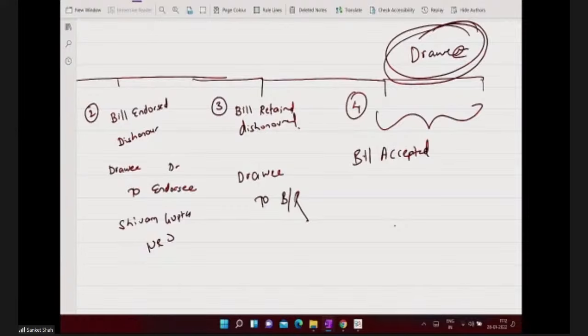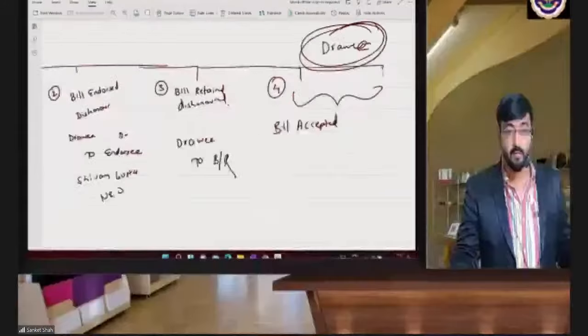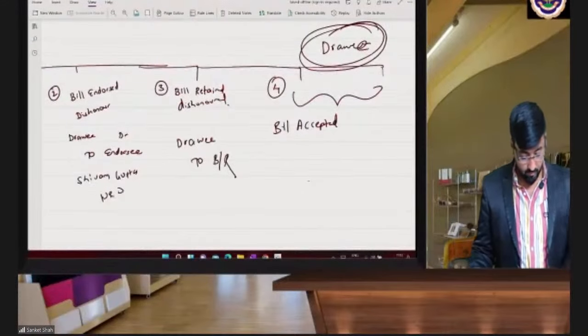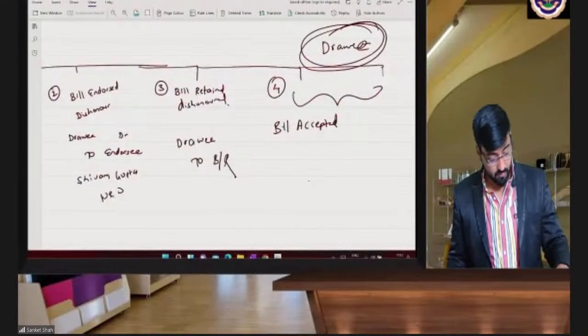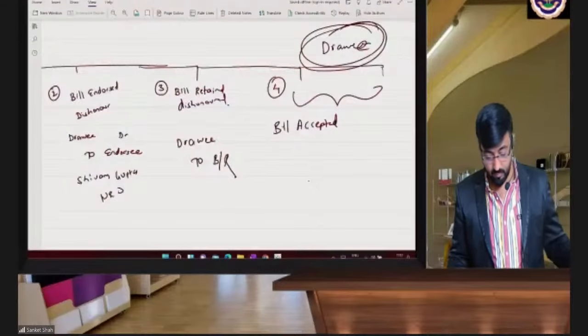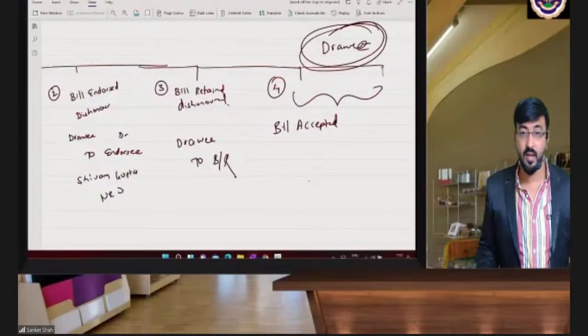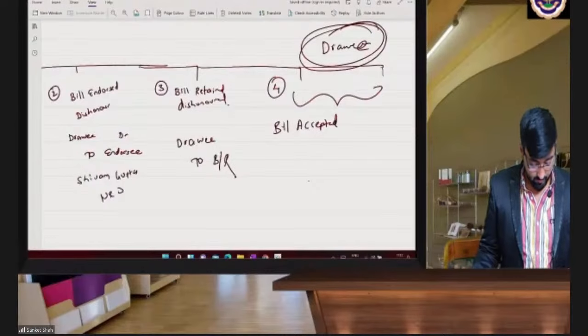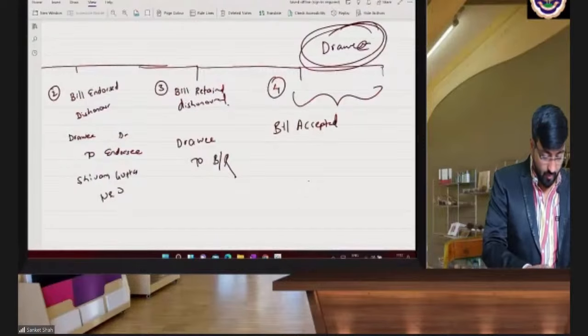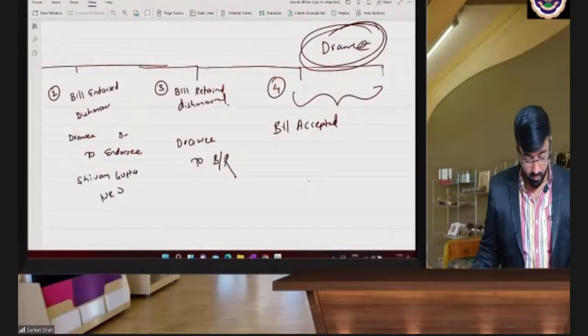Chalo. In the books of drawee, what is the correct entry for bill accepted? Actually, I'm not getting names of students.